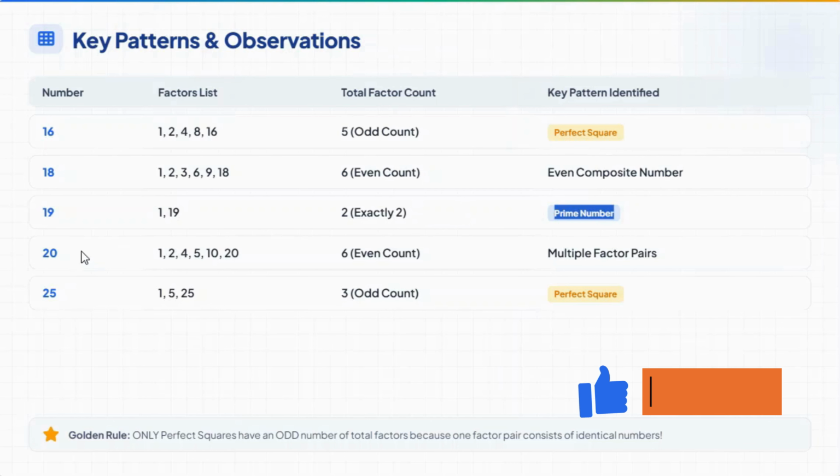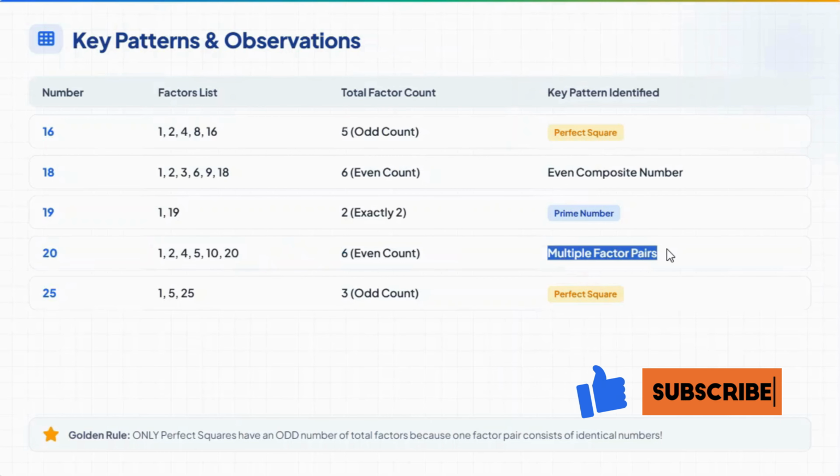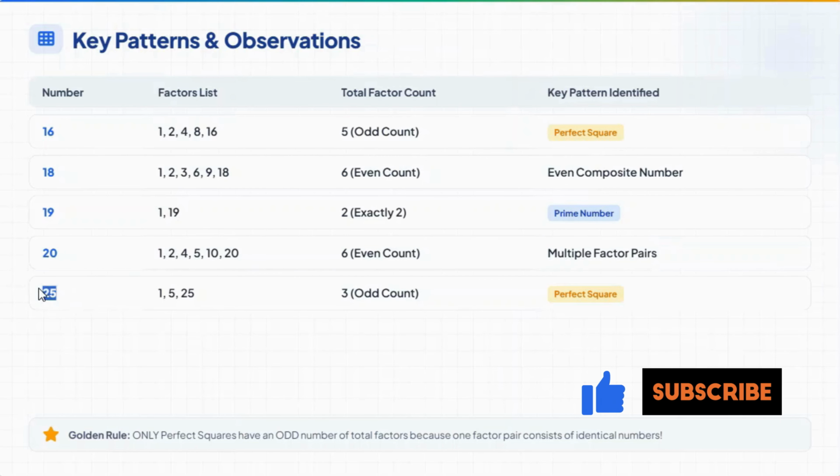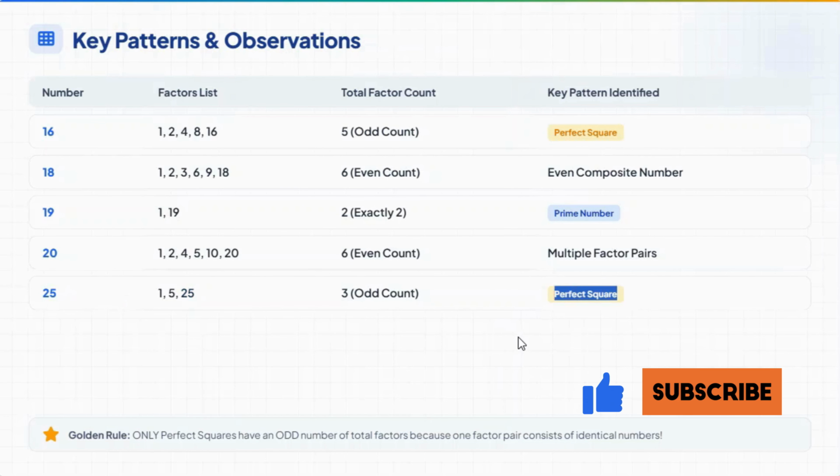Okay. And for 20 we have 6 factors. Those factors are 1, 2, 4, 5, 10 and 20. Here we have multiple factor pairs. And for 25 we get an odd number of factors. Those are 1, 5 and 25. As we all know, 25 is a perfect square. Only perfect squares have an odd total number of factors because one factor pair consists of identical numbers.